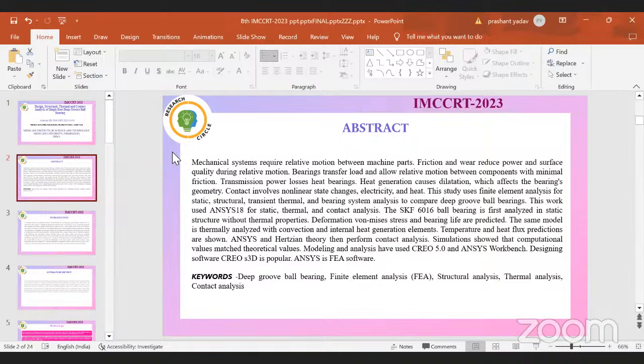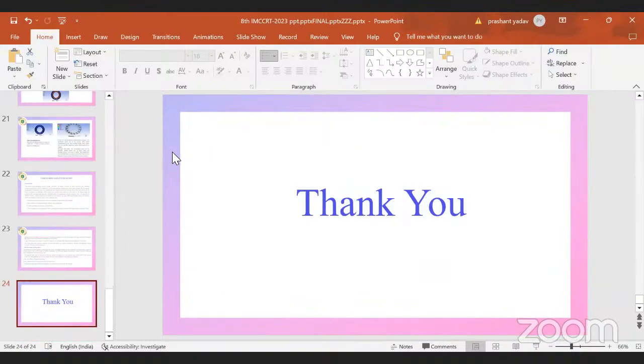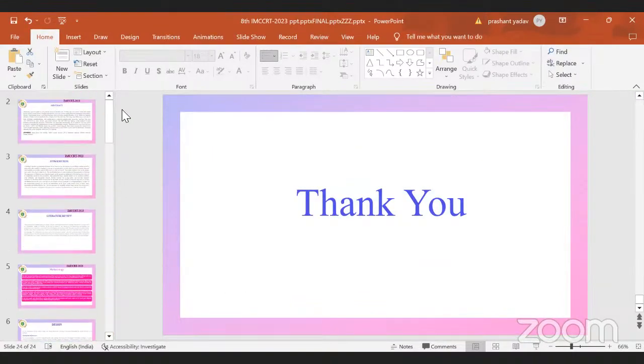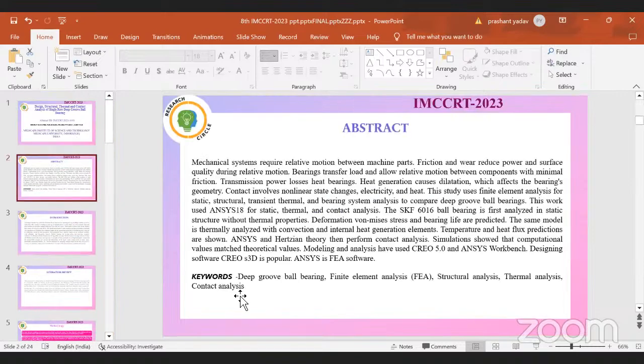This is my abstract. Mechanical systems require relative motion between machine parts. Friction and wear reduce power and surface quality during relative motion. Bearings mostly transfer load and allow relative motion between components with minimal friction. Transmission power losses generate heat in the bearing. This study uses finite element analysis for static structural, thermal and contact analysis of a deep groove ball bearing. ANSYS software is used for the static, thermal and contact analysis.